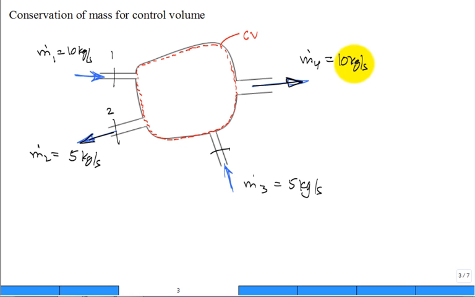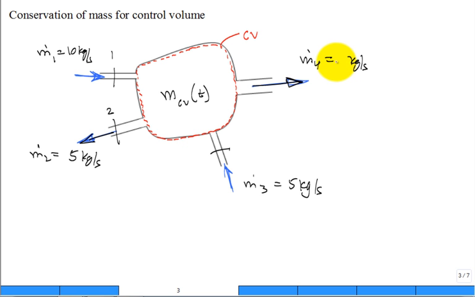For that configuration, what is the mass in the control volume as a function of time doing? Is it increasing? No, it's not changing at all. For every second, the net inflow is equal to the net outflow. True? Okay, let's change it up.